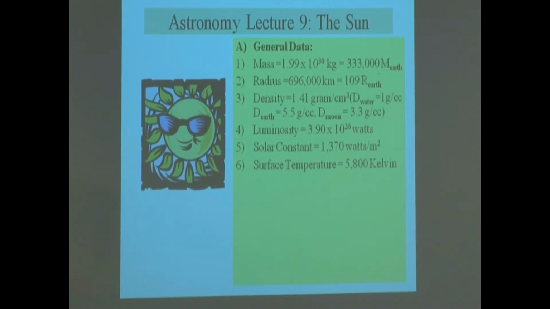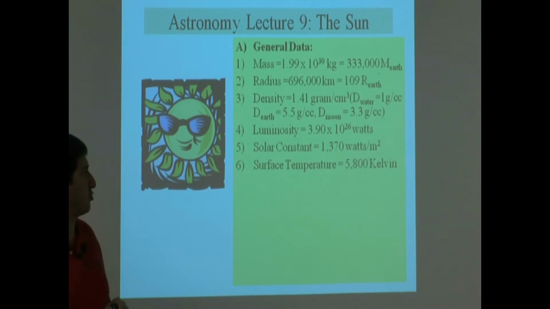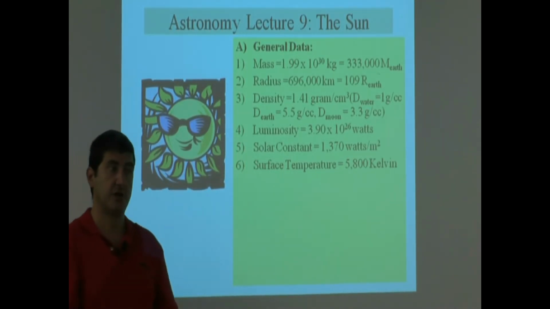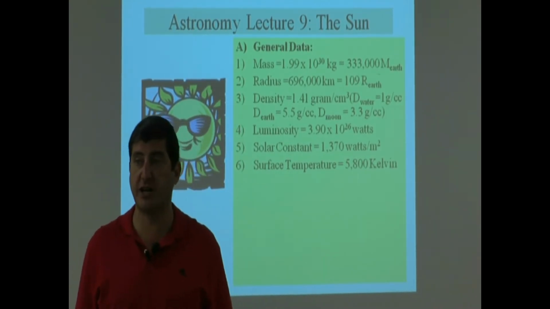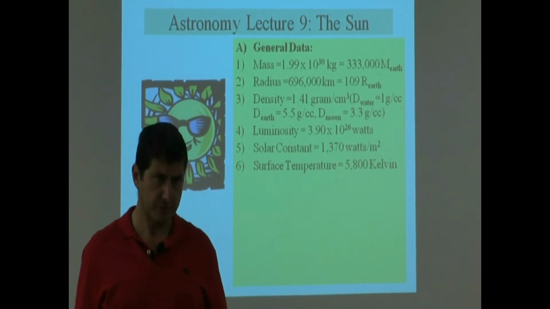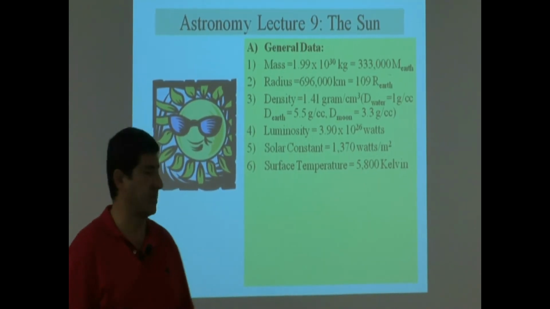Okay, surface temperature of the sun: 5,800 Kelvin. That means this is how hot it is at the surface. That's very, very hot, 5,800 Kelvin. Venus, which is the hottest planet, is maybe 800 Kelvin, maybe at best 1,000 Kelvin. It doesn't even come close to the sun.